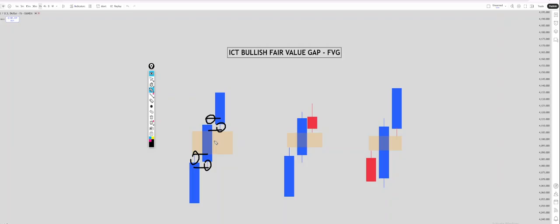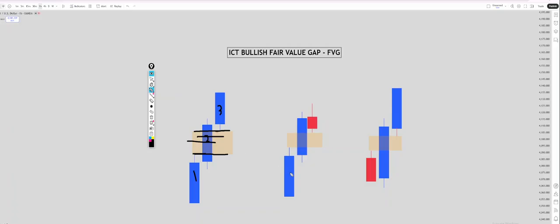So, in between this overlapped area, we have an unretraced area. You have to remember the high of the first candlestick in a bullish fair value gap and the low of the third candlestick. This is the third candlestick and this is the second candlestick. The area between the high of the first candlestick and the low of the third candlestick is marked as an unretraced area. You can see there is no retracement, there is no wick, and we can identify this as a gap. That's why it is marked as a bullish fair value gap.